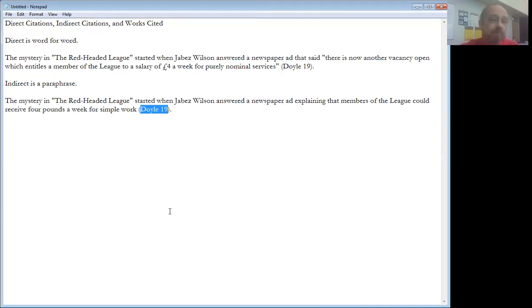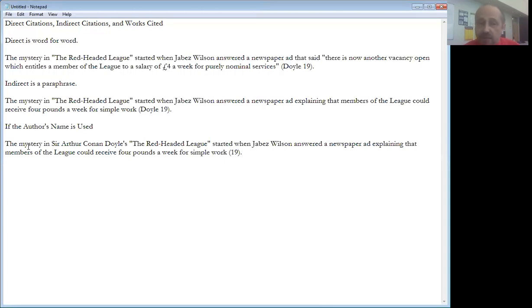Okay. Now, when I'm doing this sort of academic writing, I may also use the author's name directly in my sentence. And if I do that, I end up with something that looks like this. Now, you'll notice that this is almost identical to the indirect citation. The difference is I actually mention the author here. And since I mention the author in the sentence itself, I don't have to mention his name in the parentheses. I just put the page number. All right. Don't need to be redundant.